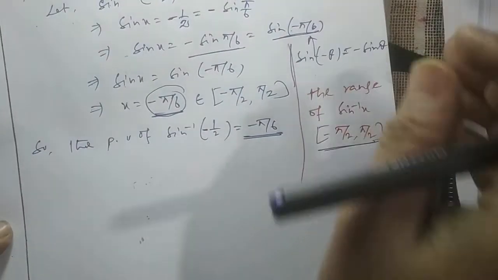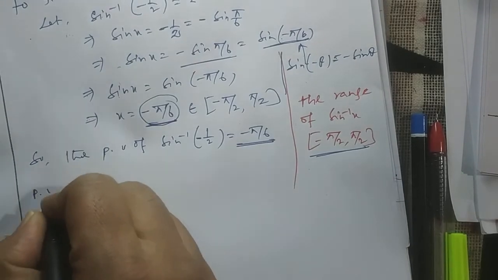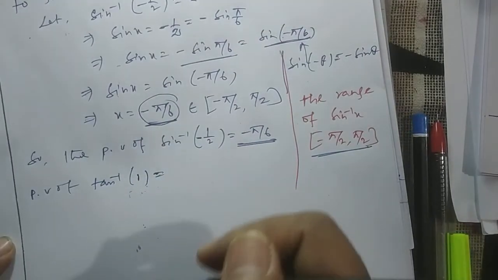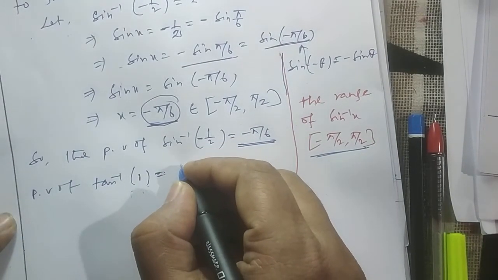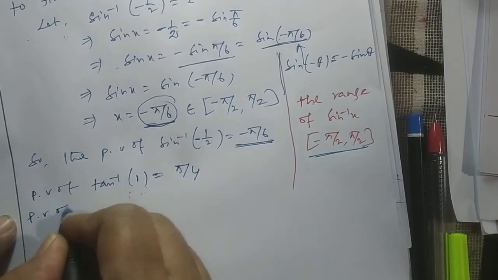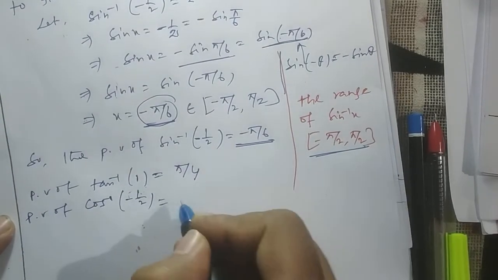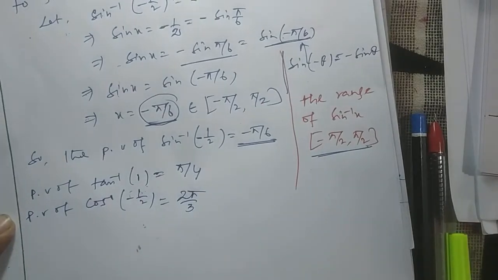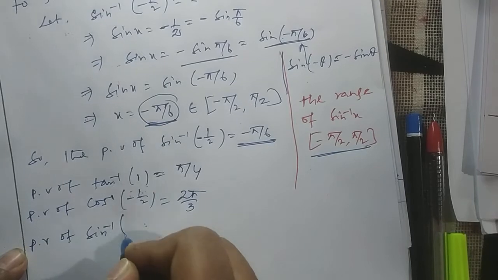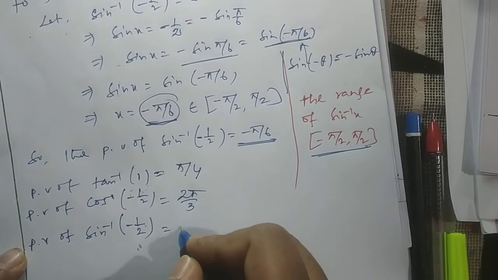So I am writing all the PVs one by one. Firstly, we have found the PV of tan inverse 1 is pi by 4, correct? The PV of the second ITF cos inverse minus half was 2 pi by 3, correct? Similarly, now we are getting the PV of the final ITF, that is sin inverse minus half, is minus pi by 6.